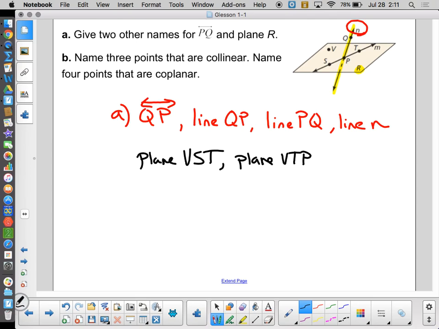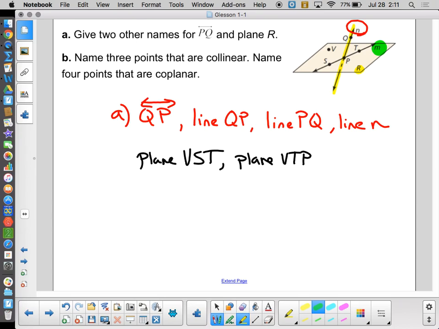I could not use point Q because point Q is not in the plane. I could not use the M because M is not a point. And if you're wondering where that is, again, we'll just highlight it here for you real quick. Okay, M right here, M is not a point. So I couldn't say plane SVM. That would be incorrect. M is not a point, there's not a dot associated with it. M is the name of a line.